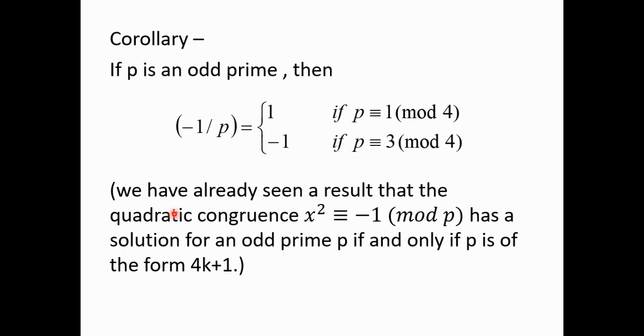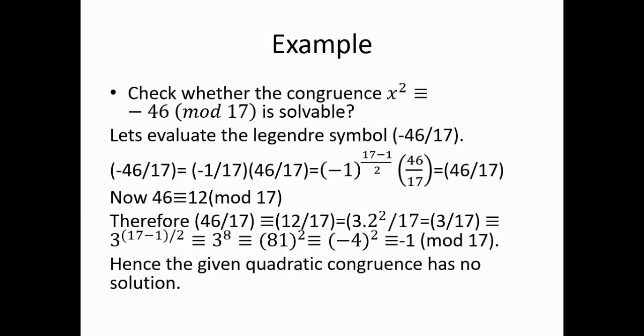We have already seen a result that the quadratic congruence x square congruent to minus 1 modulo p has a solution for an odd prime p if and only if p is of the form 4k plus 1. So this has value 1. That means the quadratic congruence x square congruent to minus 1 has a solution if and only if the prime is of the form 4k plus 1, or we can say p is congruent to 1 modulo 4. And other than this, the other form is p congruent to 3 modulo 4. So no solution, that means this has value minus 1. So this is the corollary. We will use this in the questions.